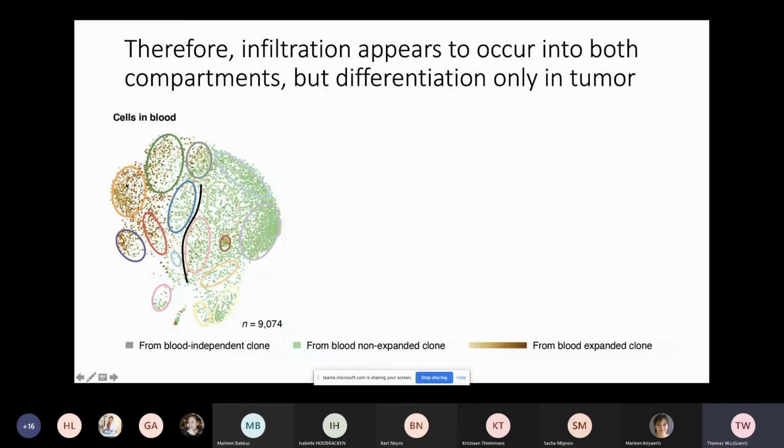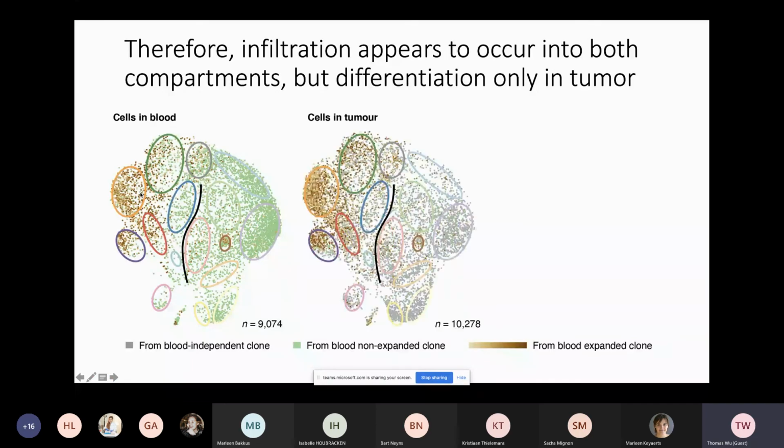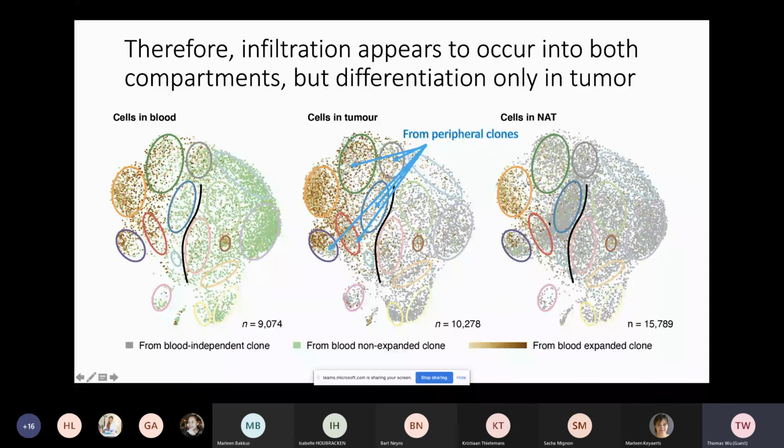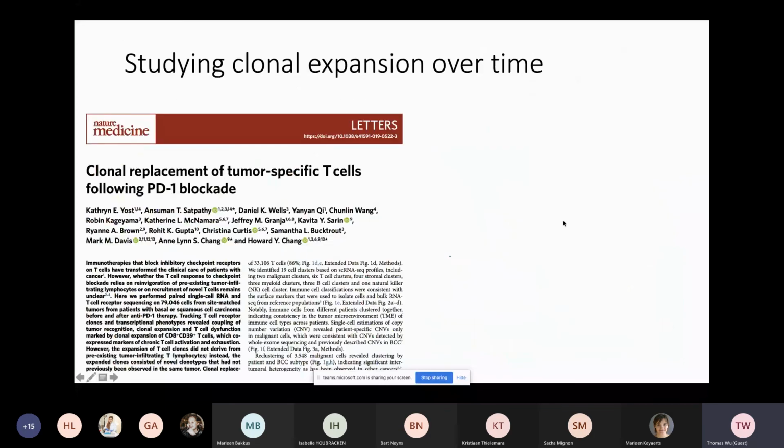And you can see this here. Again, these are cells in the blood, and you can see there's a high expansion in this effector T cell type. And then if you look at the cells in the tumor, these brown dots indicate that their parental origin has expanded into these other differentiated CD8 T cell types. So these all seem to come from the peripheral blood clones. But we didn't see this in NAT. So this is a different way of viewing this.